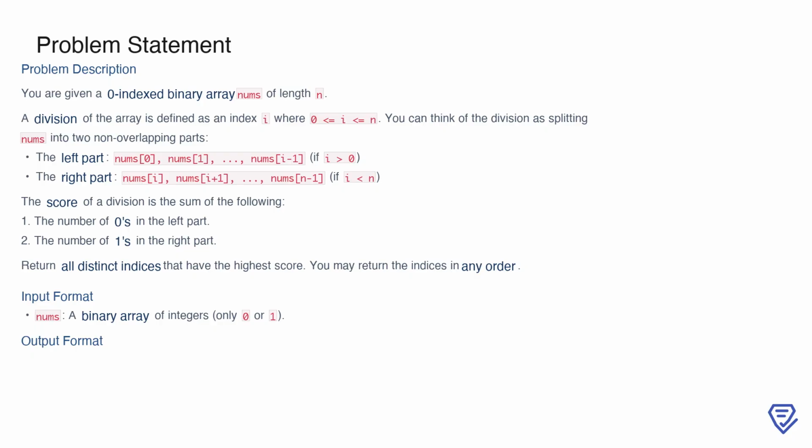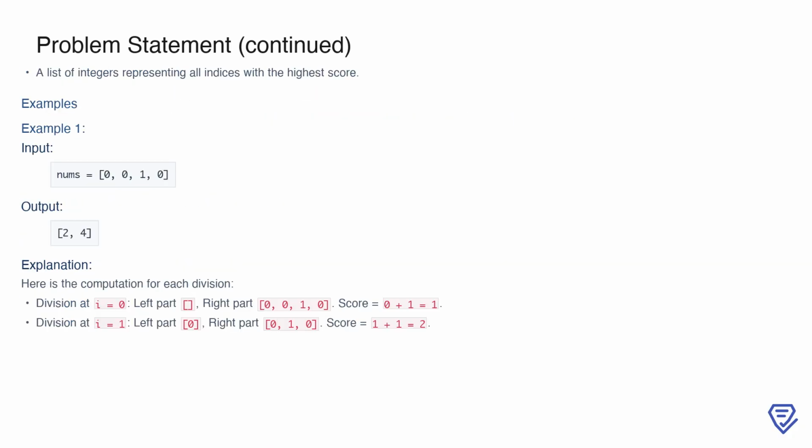The score for each division is calculated as the sum of two components, the number of zeros in the left part and the number of ones in the right part. The goal is to find all indices that yield the highest score. We need to return these indices as a list, and the order of indices in the output doesn't matter. The input to this problem is a binary array, meaning it contains only the integers 0 or 1. The output is a list of all the indices that result in the highest score.